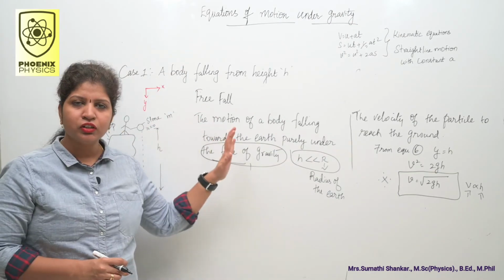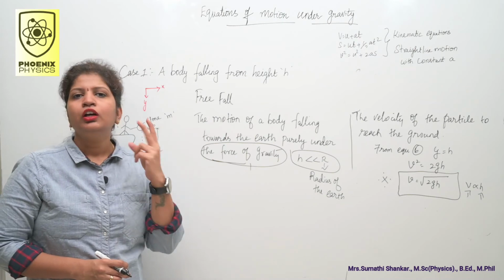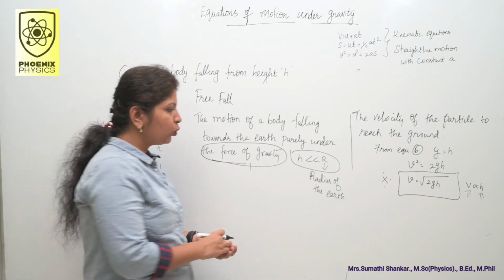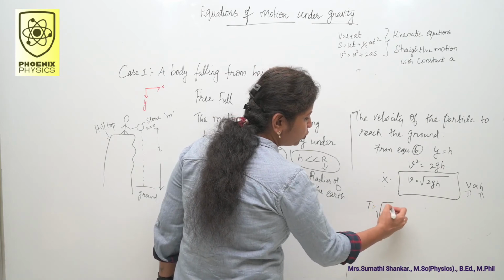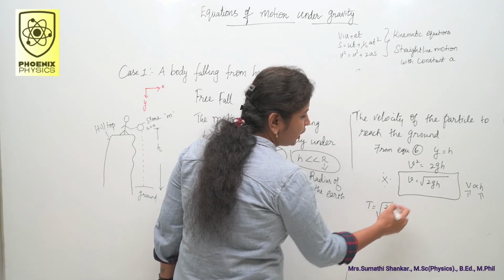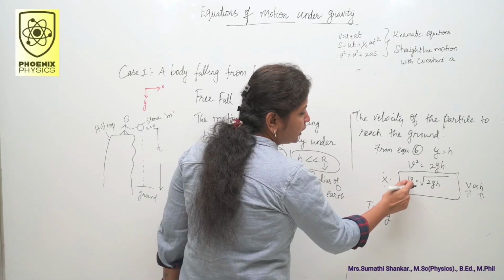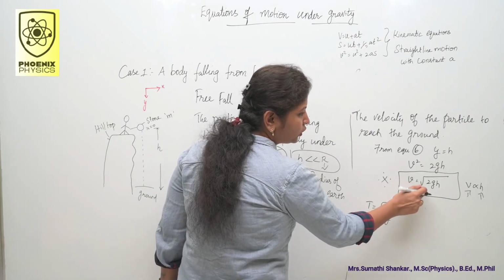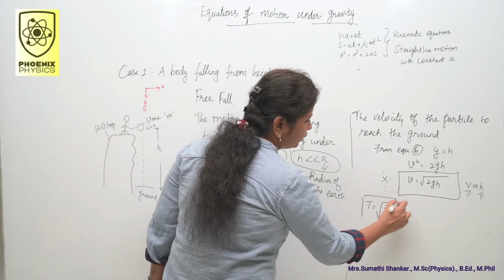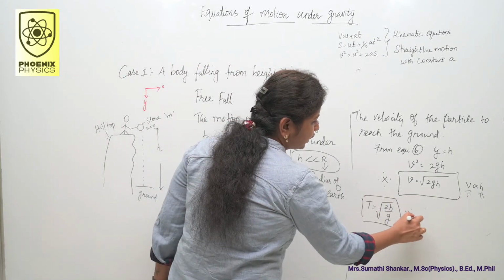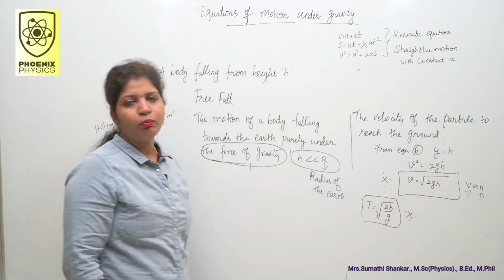In this derivation, we derived two equations. One is for time period, that is T is equal to square root of 2h by g. Another one is velocity. The terminal velocity v is equal to square root of 2gh. These two equations are very important. We can apply these formulas in problems also.